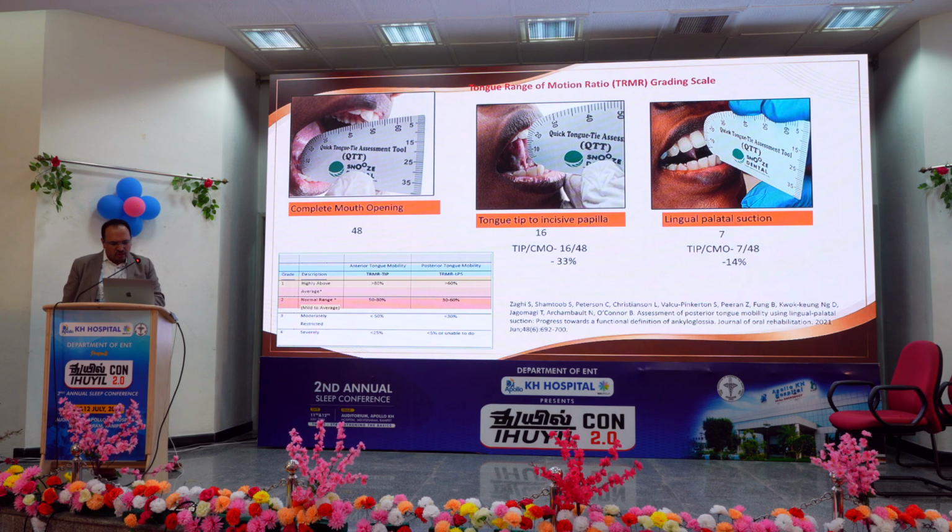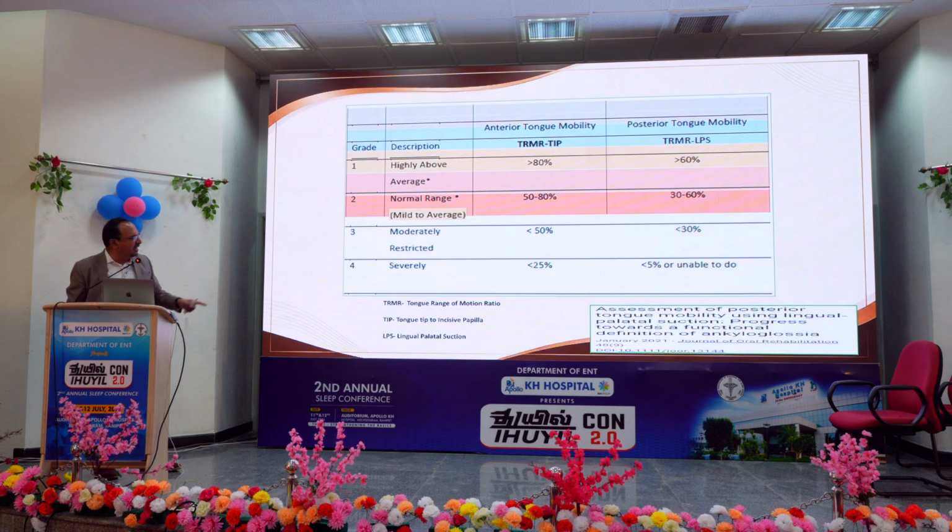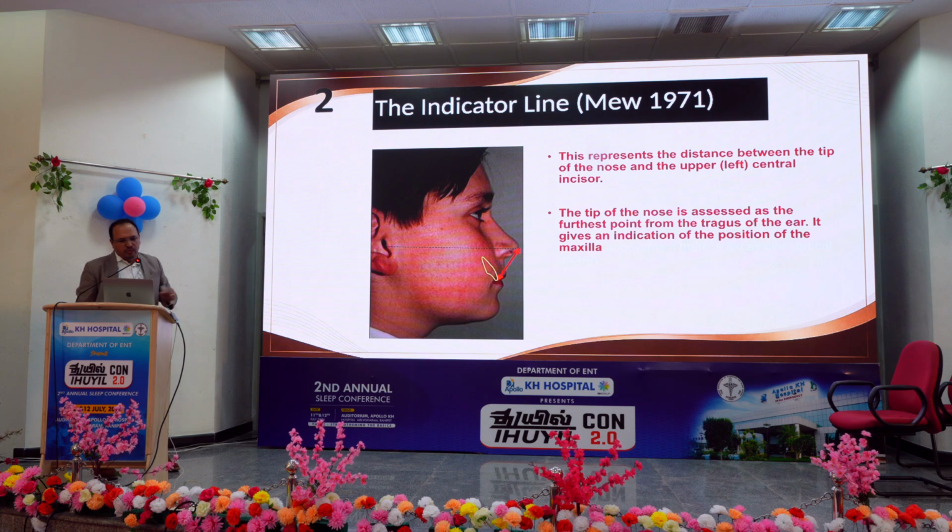With this scale, you will be able to diagnose and tell how much is the restriction, moderate restriction or severe restriction, and based on that, with the functional assessment, your history taking and the evaluation, you decide whether you want to nip the tongue tie, whether you need a release or not. The next is the new scale.